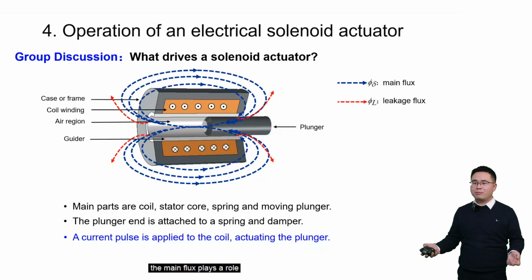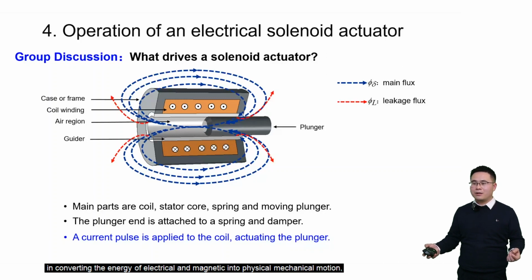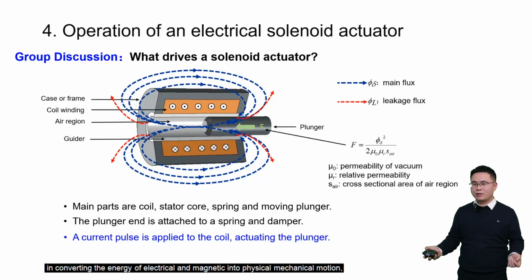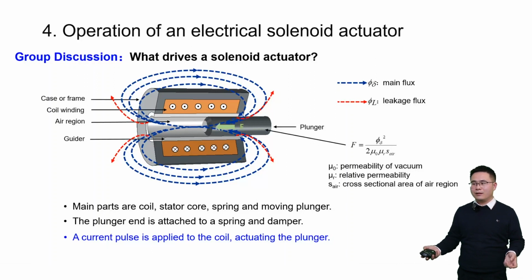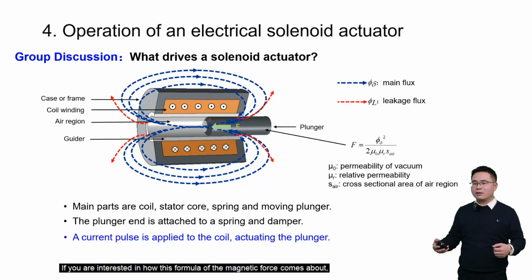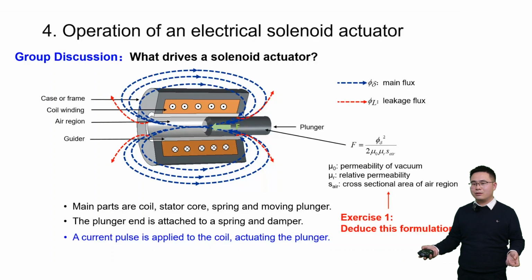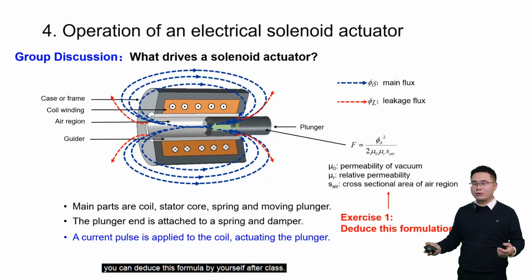The main flux plays a role in converting electrical and magnetic energy into physical mechanical motion, which will generate the magnetic force and drive the plunger to the center of the solenoid. If you are interested in how this formula of the magnetic force comes about, you can deduce this formula by yourself after class, and this will be your first after-class assignment.